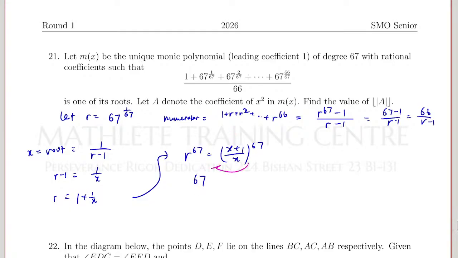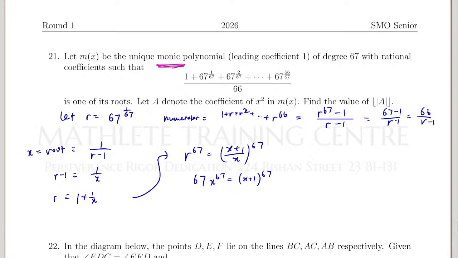I can bring the denominator over. The x to the power 67 part, I can bring it over. I can get 67 x to the power 67 equals (x plus 1) to the power 67. So this is exactly the polynomial. The question tells you it's unique, so you must have gotten the correct one somehow.